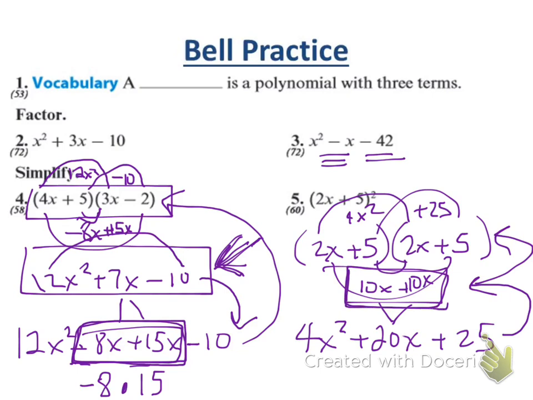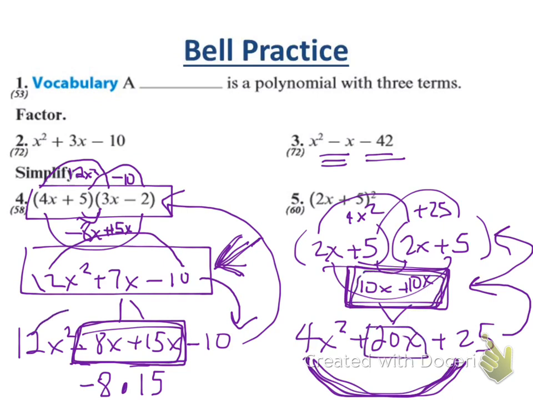What is 10 times 10? 100. What is 4 times 25? 100. Okay, so we're always going to be looking for the factors of this number. Factors of 100 that add up to be 20 are 10 and 10.